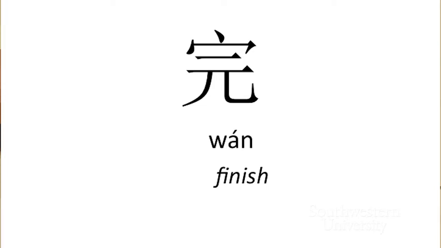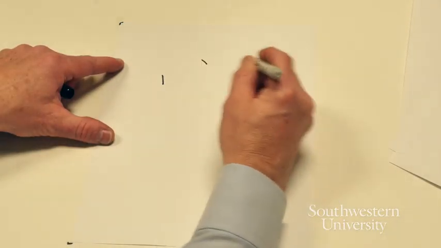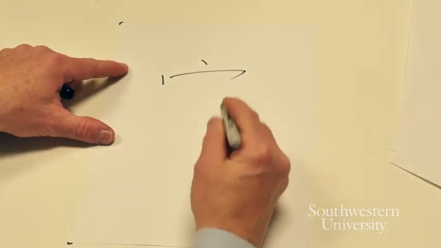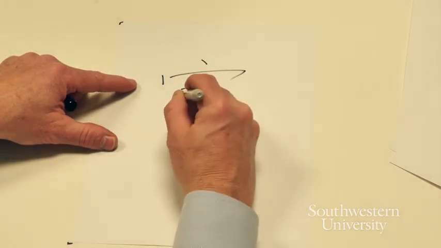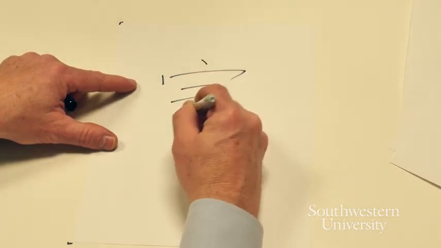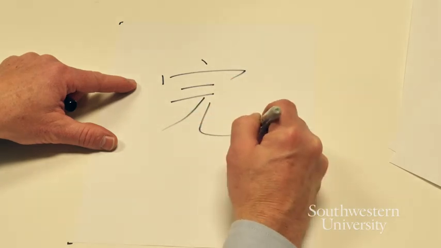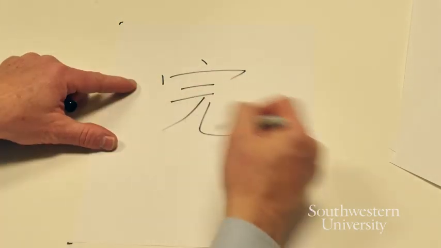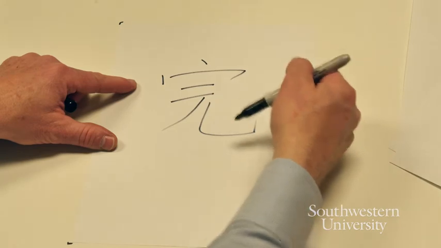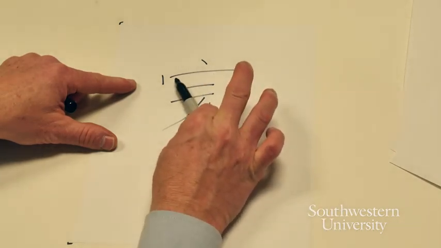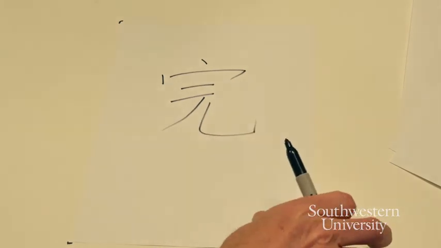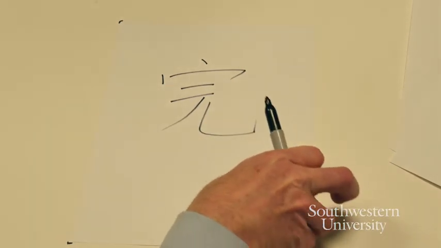Wán is a roof. There's our roof, and then the phonetic is underneath it. Yuán indicates a spring or the origin of things, but it's just phonetic in this case. When the roof is put on the house, it's finished. Wán, finished.